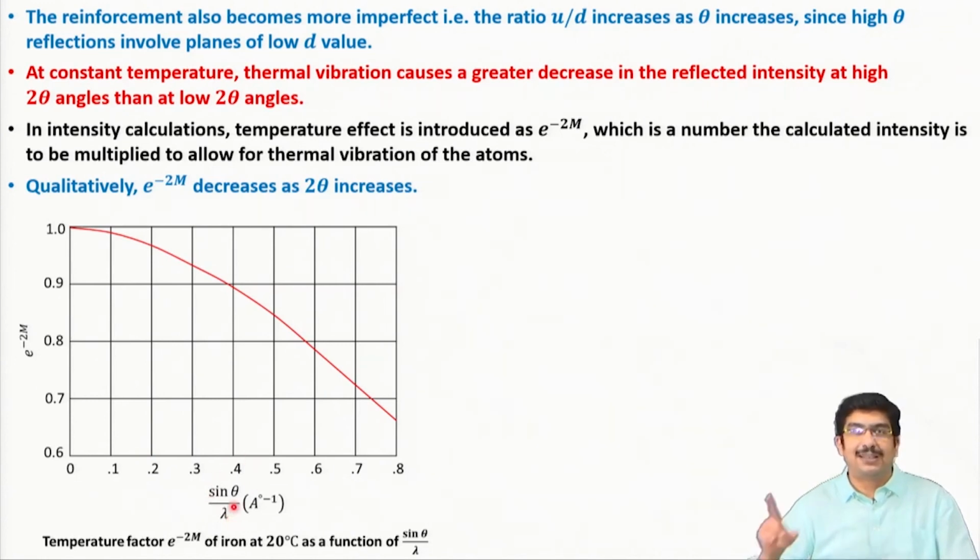Going to higher 2 theta values means the way it is impacting is through sin theta by lambda. This we have already discussed in atomic scattering factor, so I am not going into it here. If sin theta by lambda increases, this factor decreases from 1, so it becomes a fraction. If we multiply the diffracted intensity with this, the intensity will decrease. The intensity will be lower when we go to higher 2 theta values. That is what the temperature factor is all about.